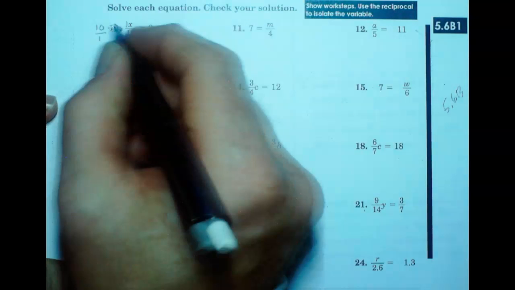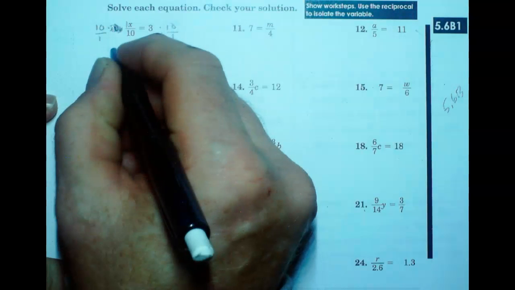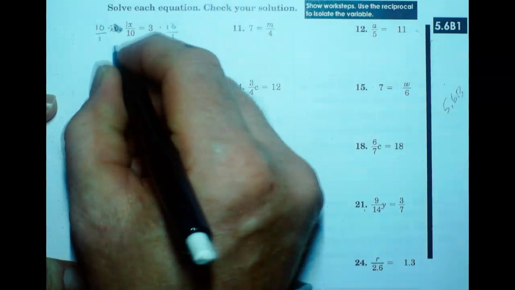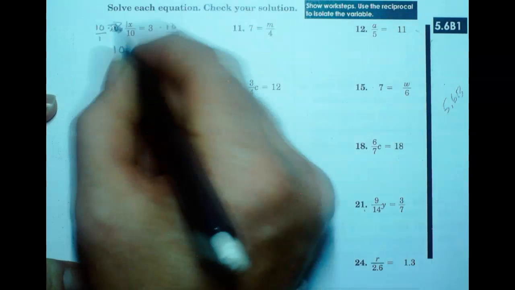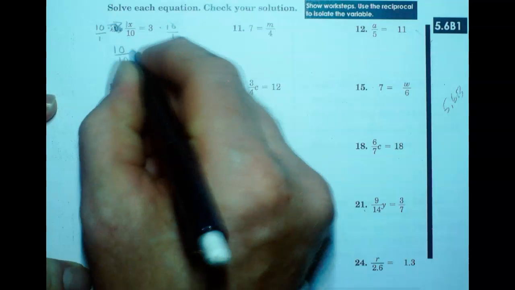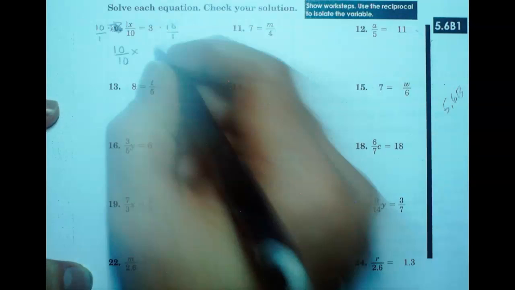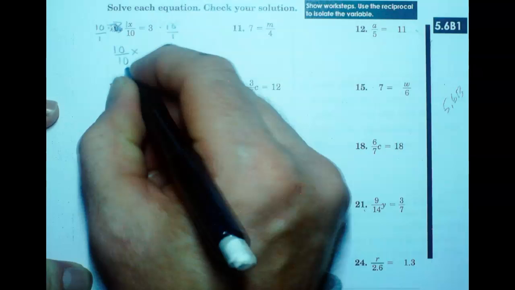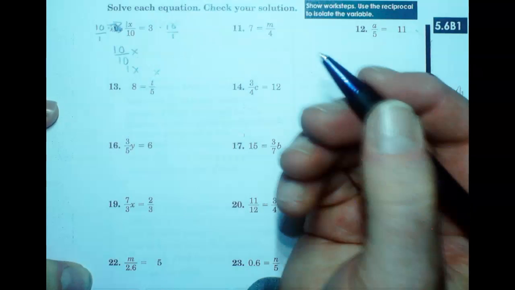So when we multiply this out, and I'm going to write it here and then erase it and do it again, we're really multiplying 10 times 1 is 10. 1 times 10 is 10. We got 10 over 10x. 10 divided by 10 is 1x, or just x.